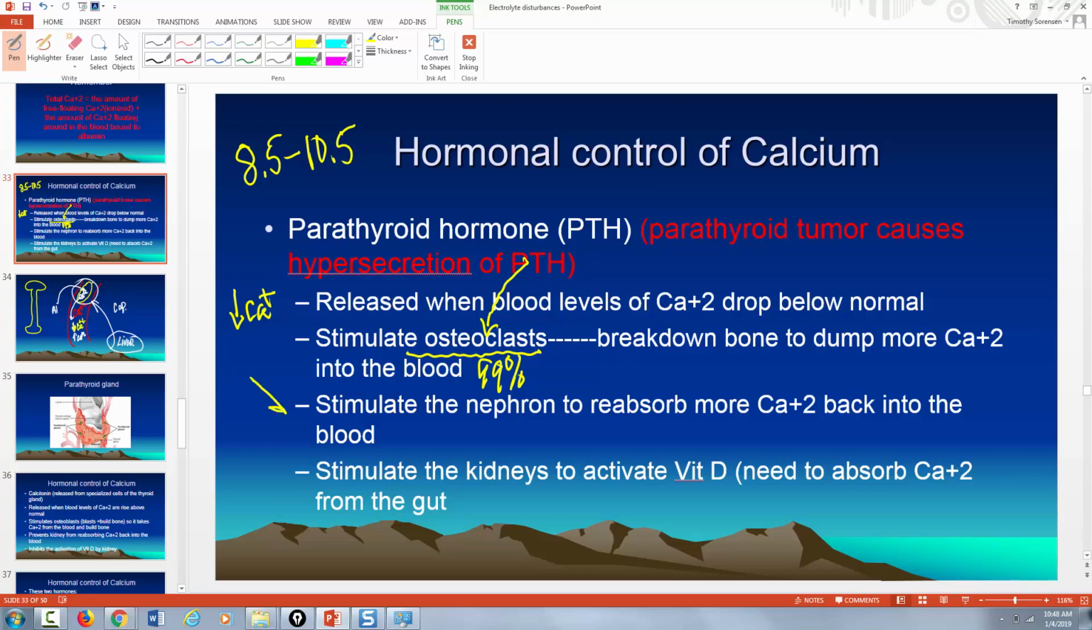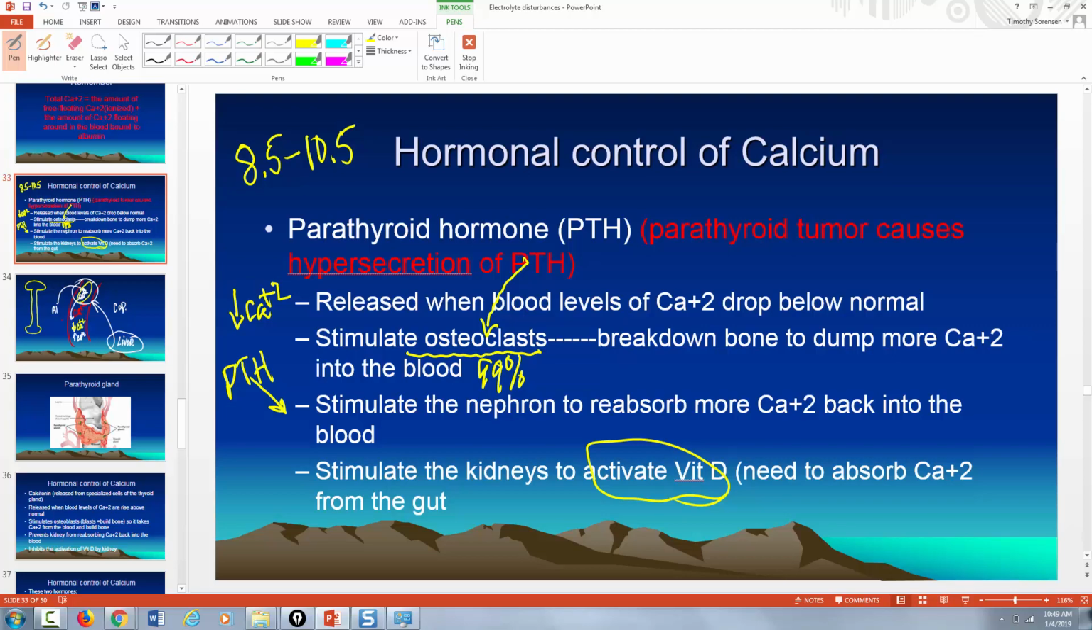So parathyroid hormone is going to stimulate the kidney to bring more calcium back into the blood. So calcium will get filtered by the nephron, and then PTH, parathyroid hormone, causes more calcium to get absorbed back into the blood, right? You don't want to be peeing out the calcium if your calcium levels are low in the blood, right? The other thing it's going to do is it's going to stimulate the kidney to activate vitamin D. And you need vitamin D to absorb calcium from the gut, the intestines. All of these things make sense, right?